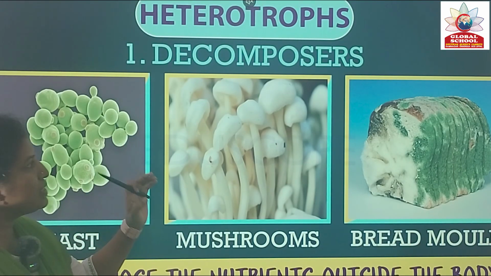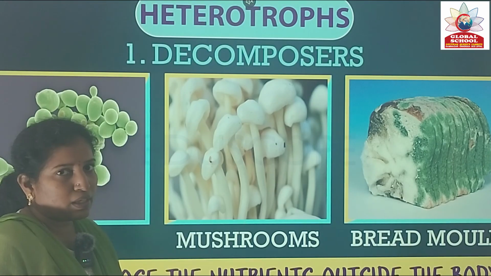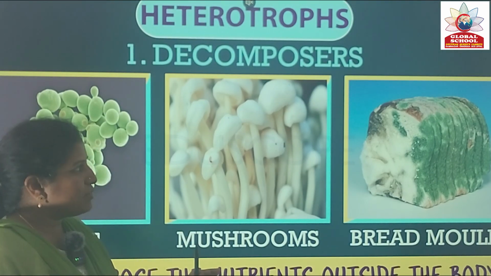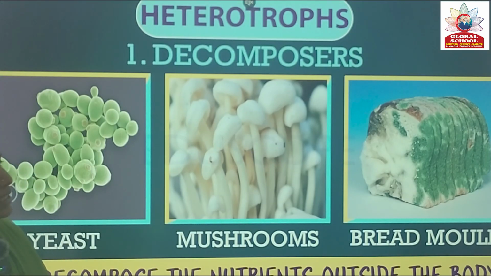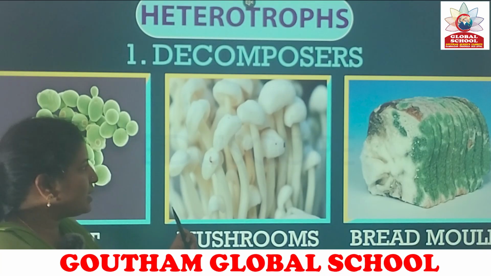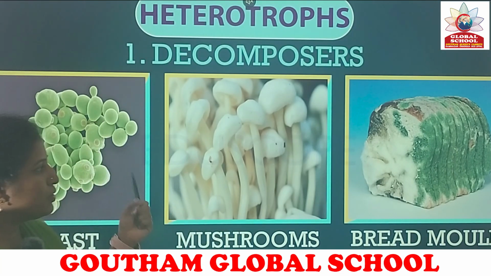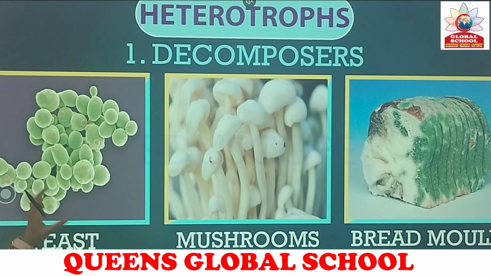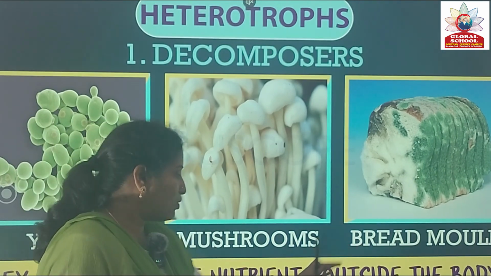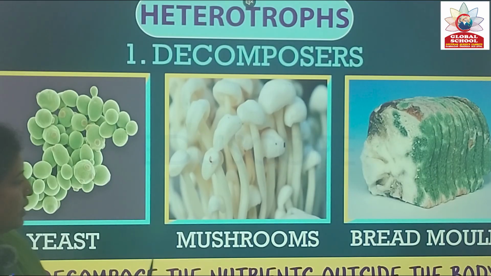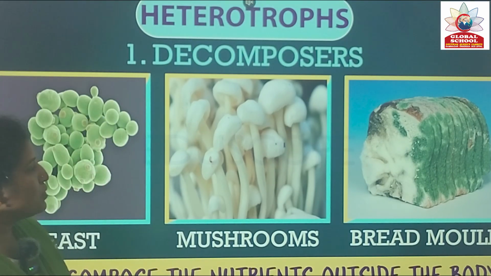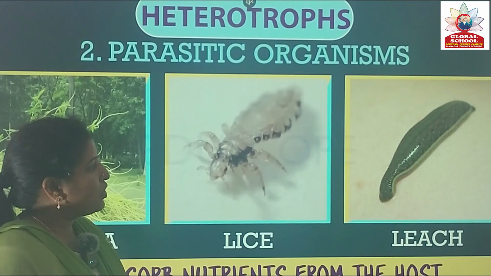Decomposers survive on dead and decomposing material, and they feed on it. The digestion happens outside their body. They release enzymes onto the dead and decaying matter, digest the material with the enzymes, and absorb the nutrients into their body. Examples are yeast, mushrooms, and bread mold. They decompose the material outside the body, so they are called decomposers, and they make the environment clean.